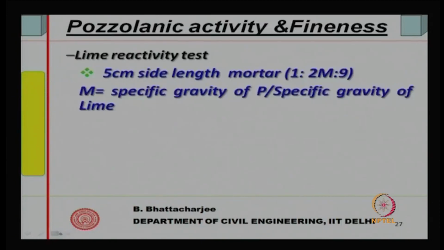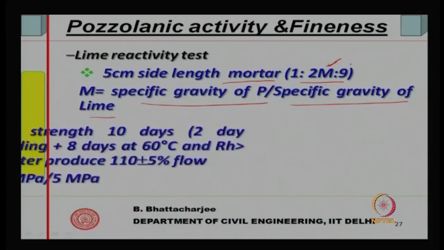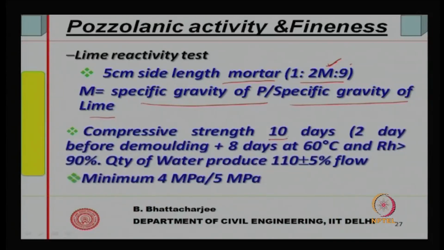Lime reactivity test, as I have mentioned, uses 5 centimeter side mortar, 1:2 m:9, where m is the specific gravity of pozzolana divided by the specific gravity of lime, and 2 is the standard sand. Compressive strength at 10 days, 2 days before demolding and 8 days at 60 degree centigrade and relative humidity 90%. The quantity of water is used to maintain a fixed flow of 110 plus minus 5%, and then you find out the strength after 10 days.